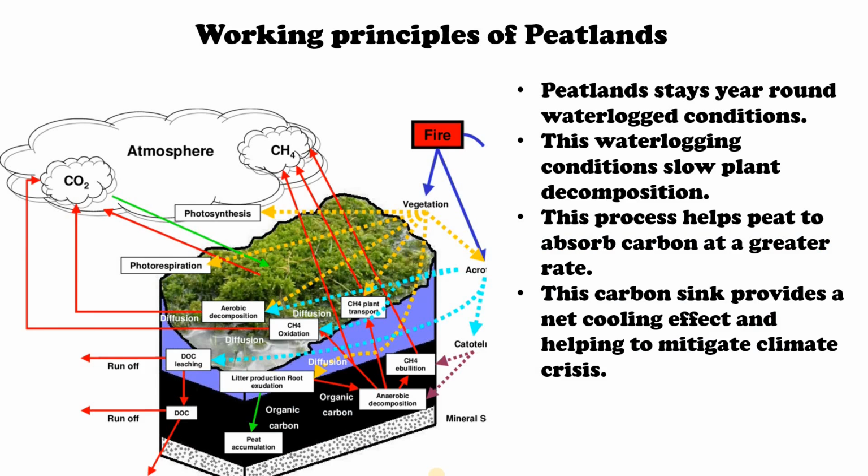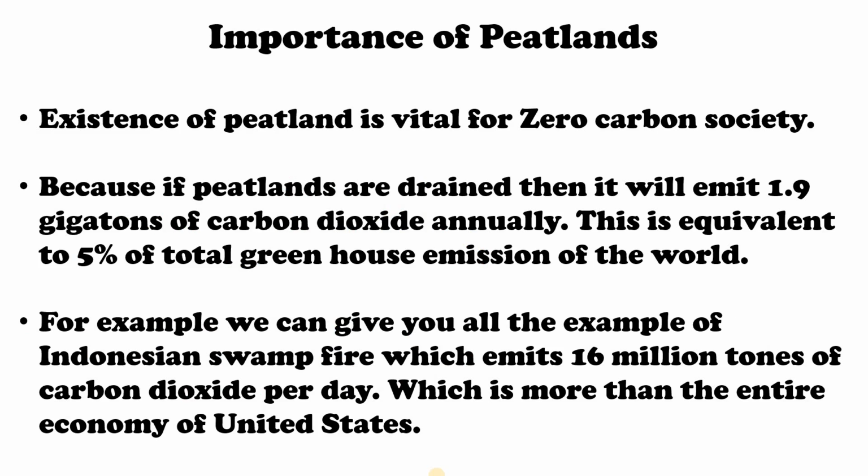Now we need to discuss how peatlands work. Without understanding the working principle of peatlands, we will not add any value to our knowledge about these special kinds of wetland. Peatland stays in year-round waterlogged conditions. These waterlogged conditions slow plant decomposition to such an extent that the dead plants accumulate to form peat. This stores carbon that plants absorbed from the atmosphere within peat soils. This carbon sink provides a net cooling effect and helps to mitigate the climate crisis.